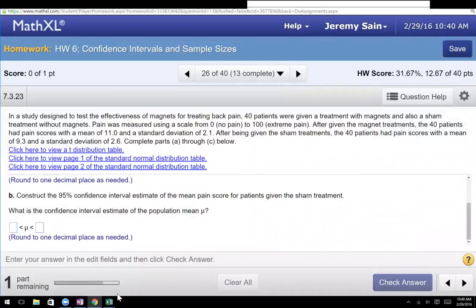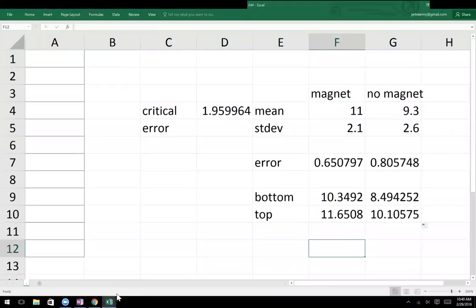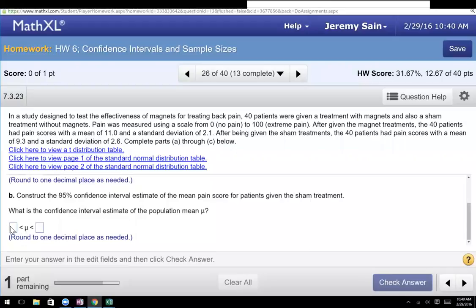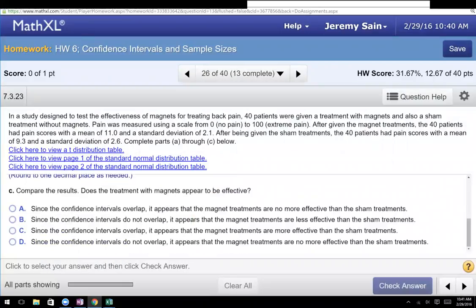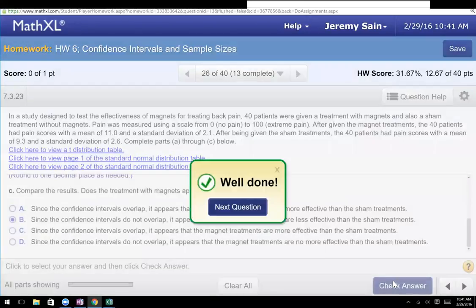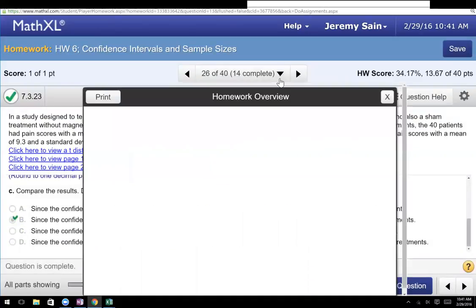And for the ones that had the sham treatment, it was 8.5 to 10.1. And they do not overlap. So the magnet treatments are less effective than the sham treatments. If they overlap, then you couldn't say for sure which one's better. But since they don't overlap, the sham is definitely better.